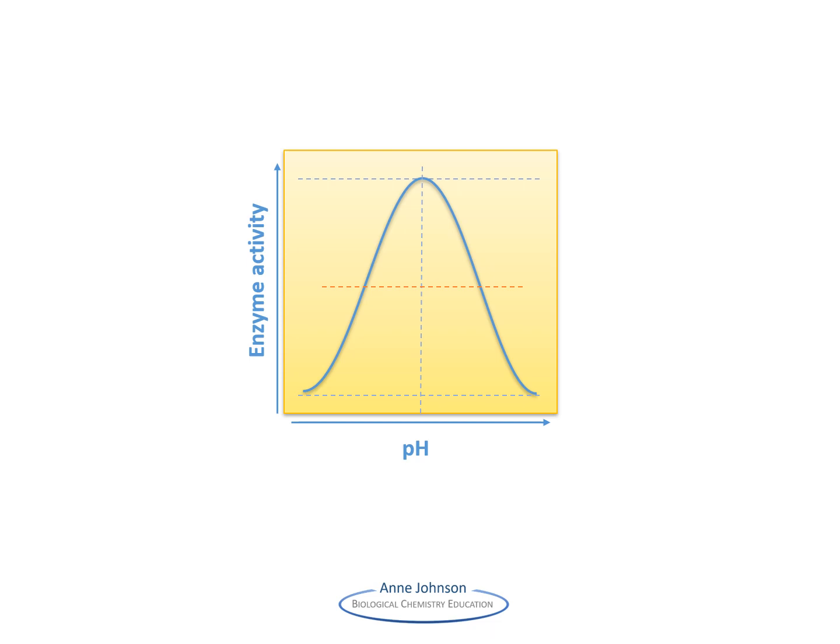This is a curve for an enzyme with 2 pKa values. The optimal pH lies between these values. This shows us that the enzyme has 2 ionizable residues, one that needs to be deprotonated and the other that needs to be protonated.